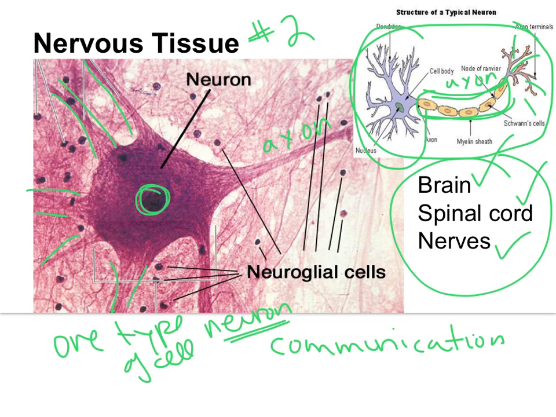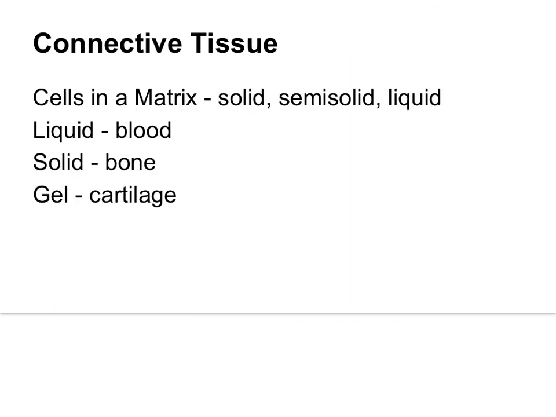And there are other cells in nervous tissue that mostly support the neurons, and we'll talk more about those later. These are for communication, usually electrocommunication.